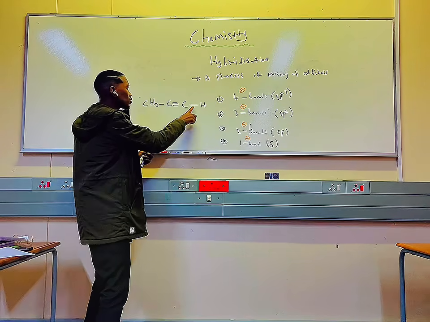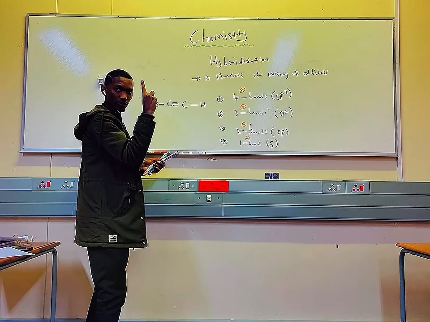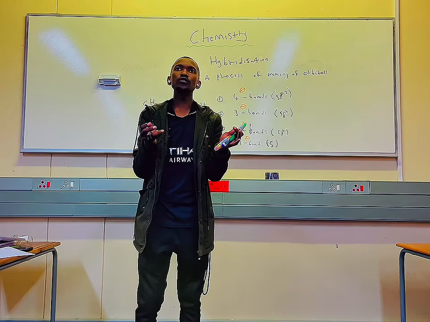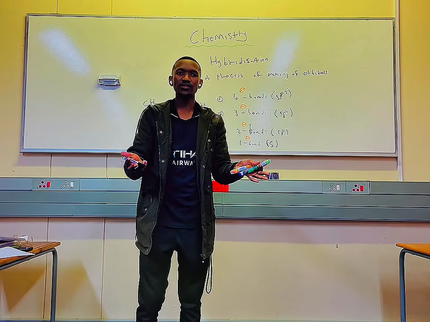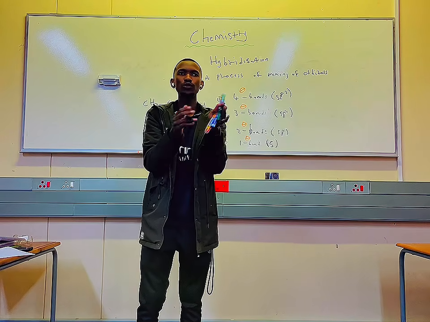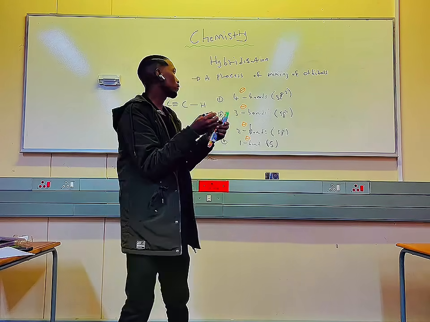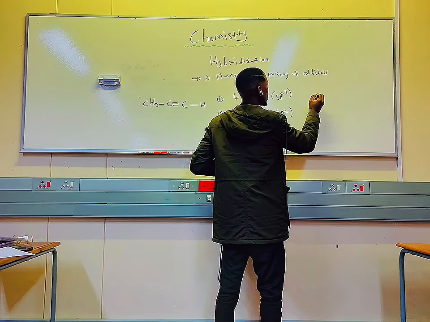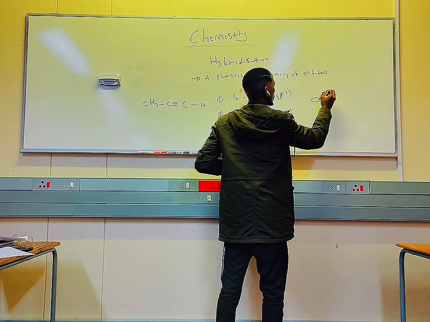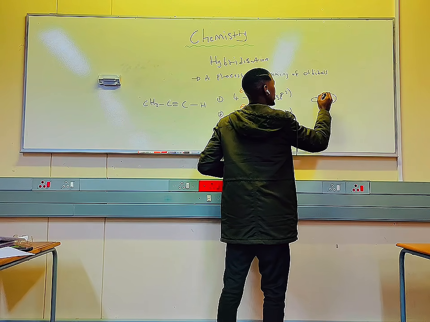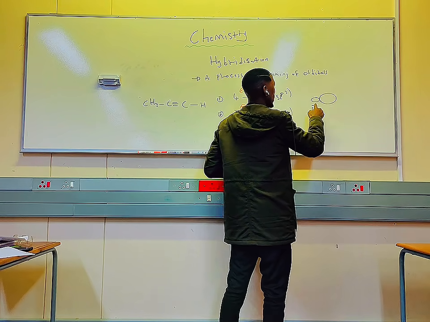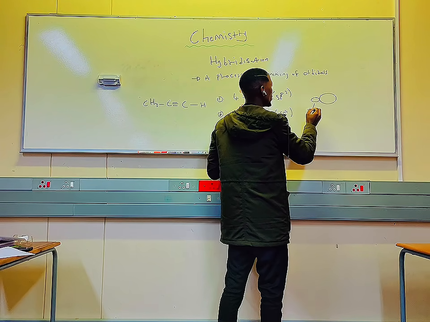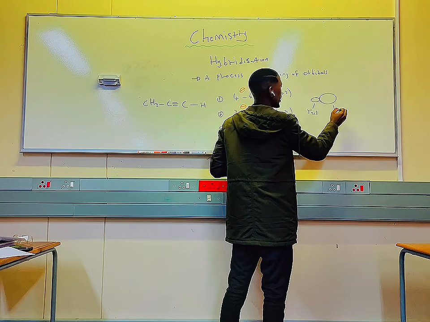Remember, sigma bonds are formed by the overlapping of atomic orbitals. And I want to mention something, guys. When you see something like this, I didn't draw it nicely, but this one means the tail, and this one means the head.